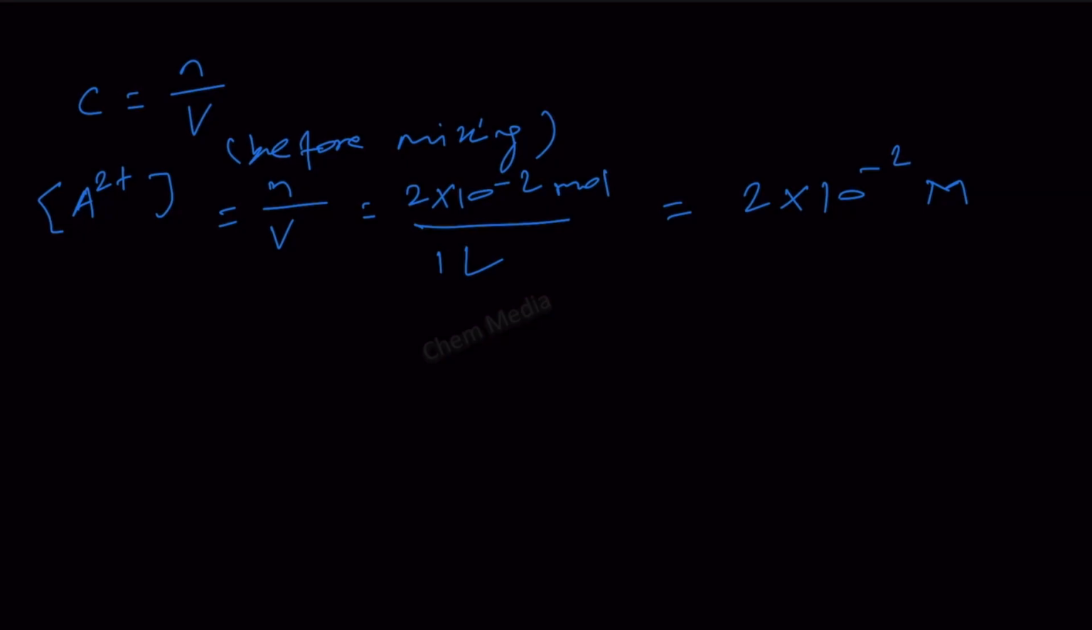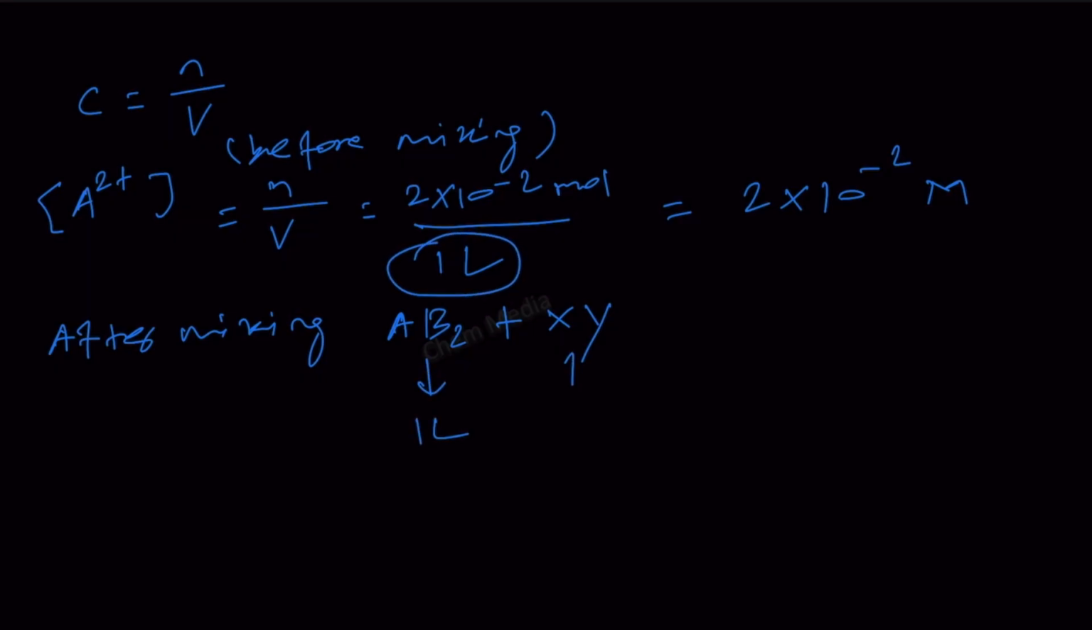Now, how about after mixing? Can we write the same thing after mixing? After mixing AB2 and XY, can we consider the volume as 1 liter? No, because here it is 1 liter, here also 1 liter. Therefore, the total volume has changed now. Therefore, everywhere we have to divide by 2. That's the key part in this question. So, let us check one by one.